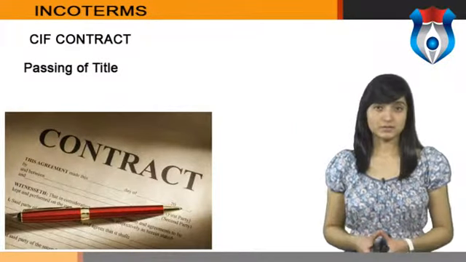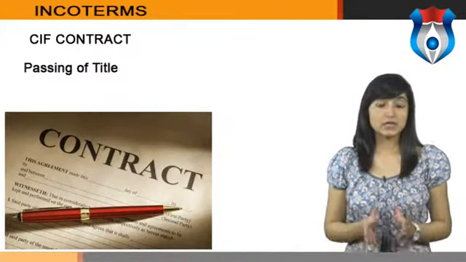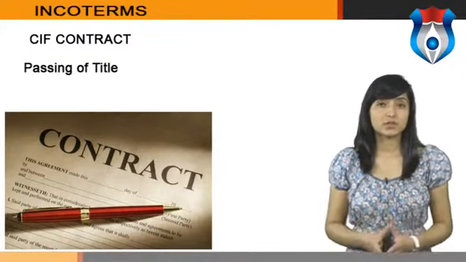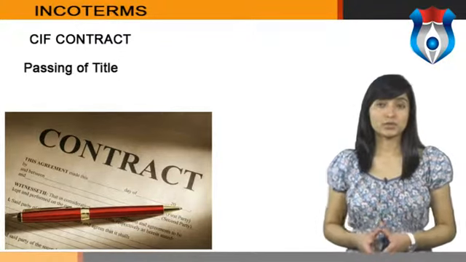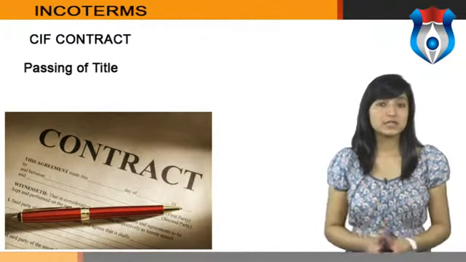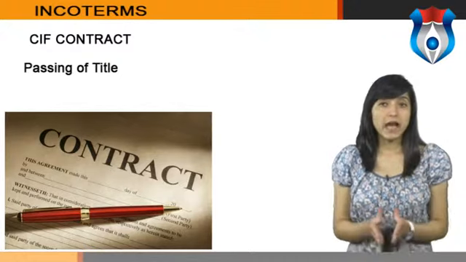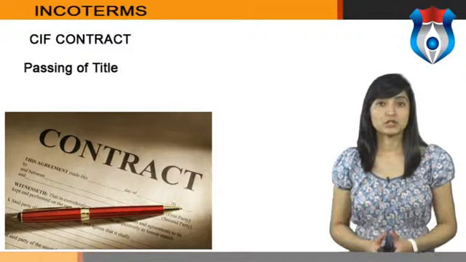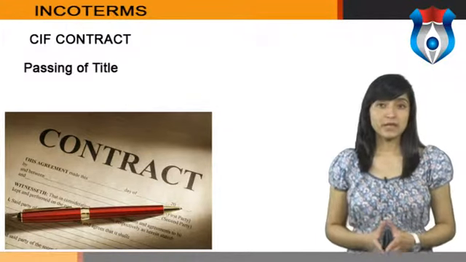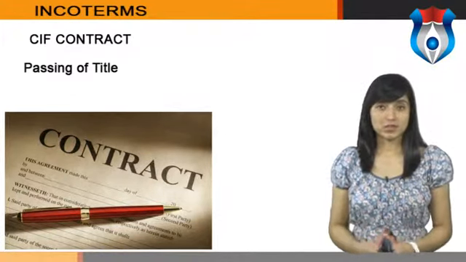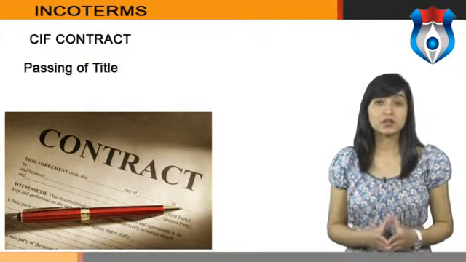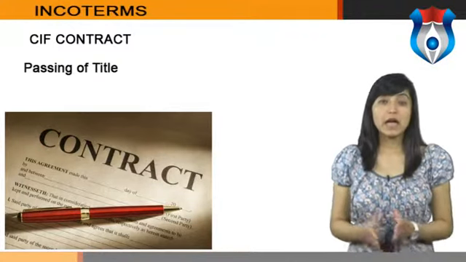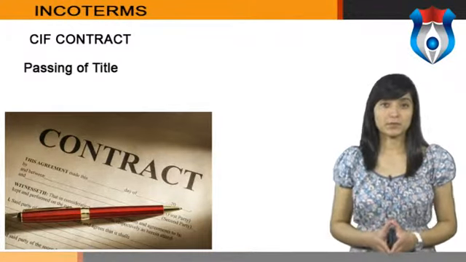Passing of title. Under the CIF contract, the documents play a very important role. When the buyer has received the documents, he has title to the goods. After receiving documents, he can demand delivery of the goods at the port of arrival and can also sue if there is any damage or loss to the goods. That is to say, the general presumption is that the property in goods passes to the buyer when the documents are delivered to him by the seller and at the same time he has to make payment.